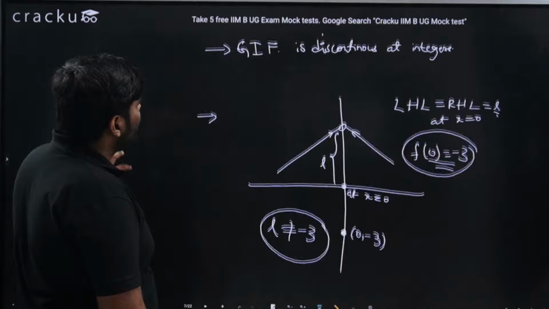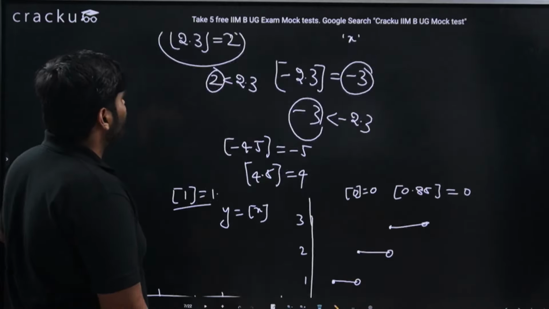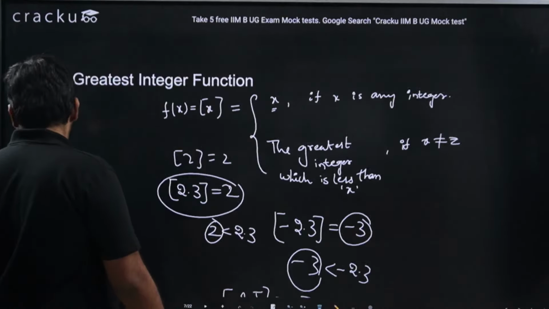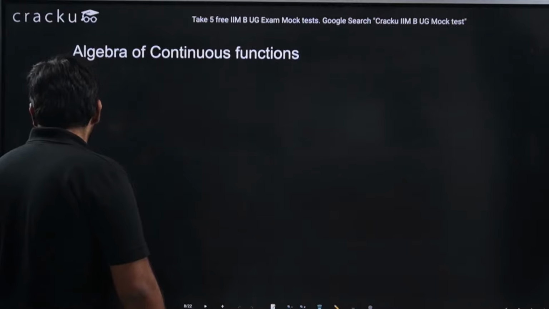So this is what a continuous and discontinuous function is. This is one, the greatest integer function, we have discussed. Let us see further. We will take some examples after this.